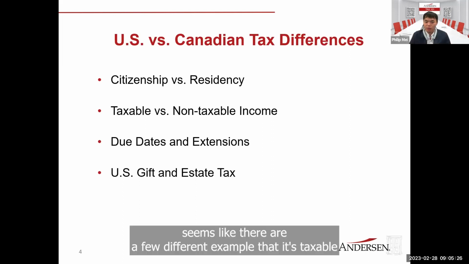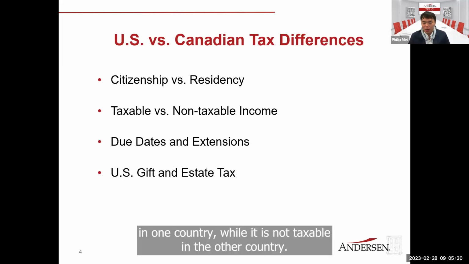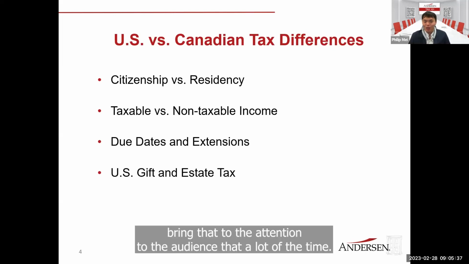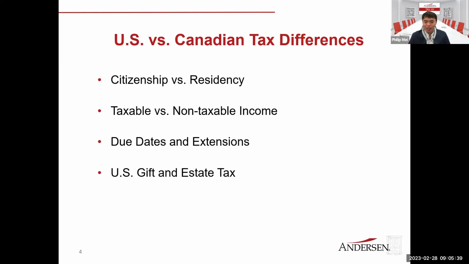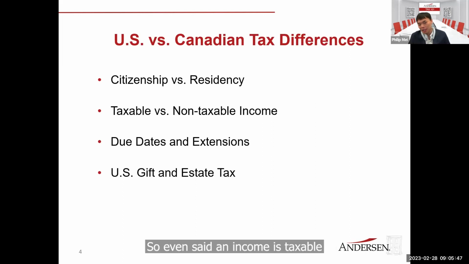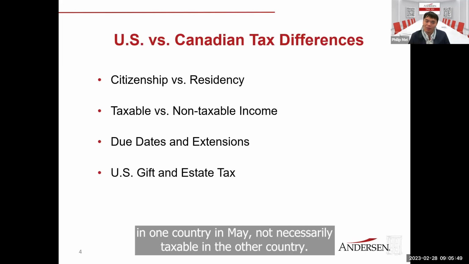Okay. So Kathy, it seems like there are a few different examples that are taxable in one country while not taxable in the other country. I think we just try to bring to the attention of the audience that a lot of the time, Canadian and US taxation are really similar, but the difference is really what matters. So even if certain income is taxable in one country, it may not necessarily be taxable in the other country.